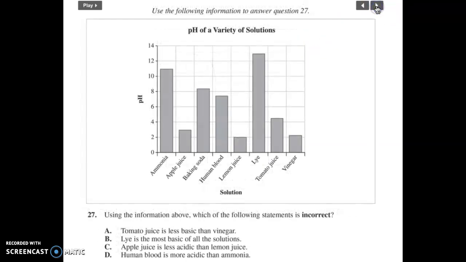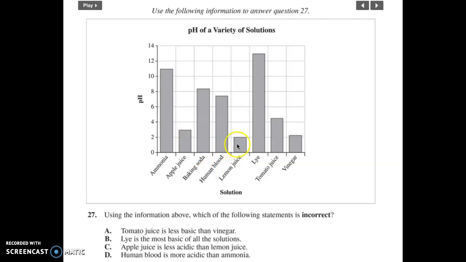Okay, next question. The pH of a variety of solutions. As I mentioned in the lessons, you basically have to memorize which ones are acids and which ones are bases to help you with these questions. So yes, of course, we should look at the graph, but we should also have it in our head what's acidic and what's basic. Our vinegar, our lemon juice, and our apple juice are the strongest acids on this list.